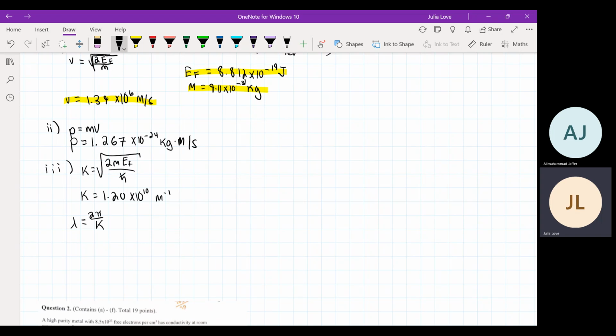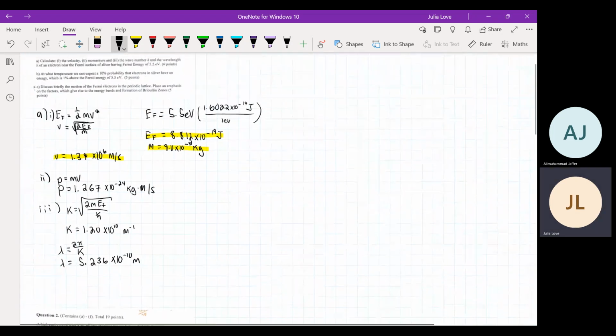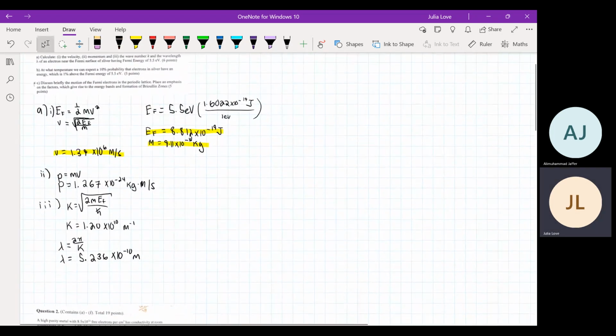Plugging in the k from above, we get a wavelength of 5.236 times 10 to the minus 10 meters. So part A was pretty simple, just plugging in some equations.